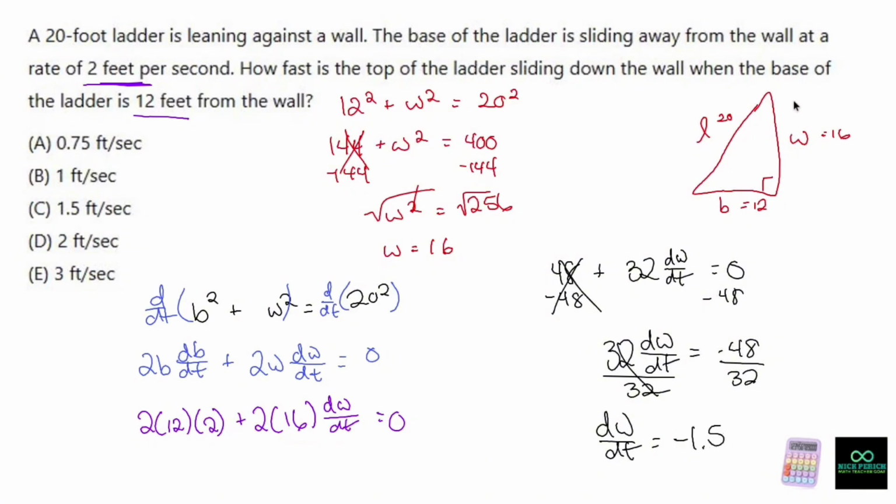Why negative? Because it's sliding downward. So negative 1.5 is going to match up with 1.5. And that's how you do that problem. No calculator needed. You could have used a calculator, I guess, but not needed.